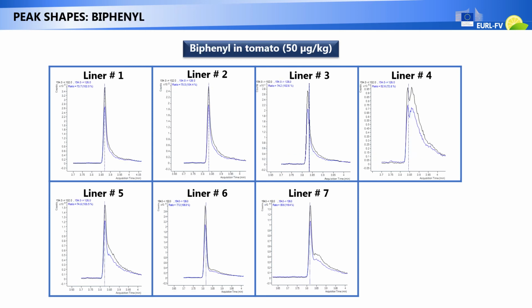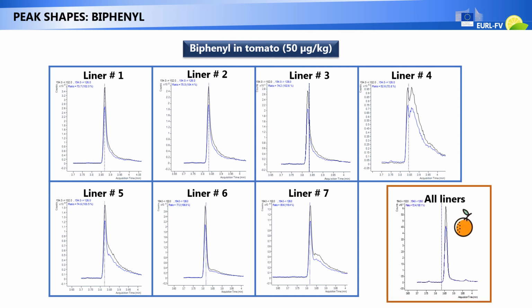And this was the only exception, biphenyl in tomato matrix. In this case, the narrowest peak was obtained with single taper liners, that is, numbers 1, 2, 3, and 6, whereas the remaining geometries resulted in poorer shapes. However, it is remarkable that this effect was not observed in orange matrix with any of the liners assessed. The presence of more matrix components in this sample might have hindered the influence of the liner on the peak shape of this compound.